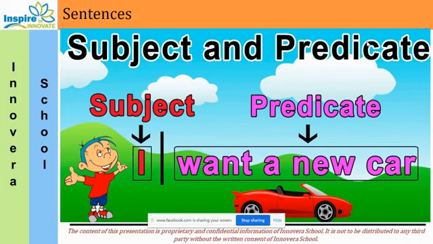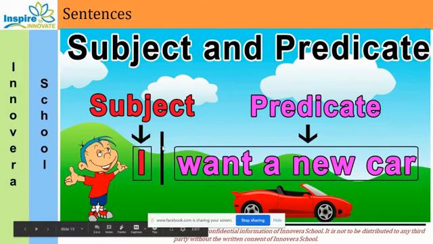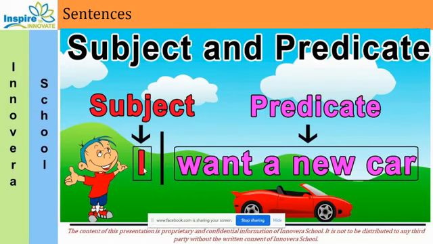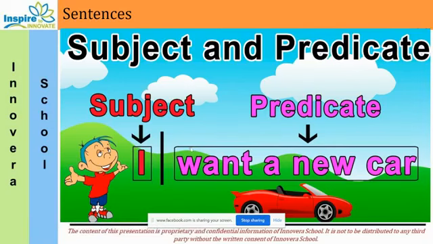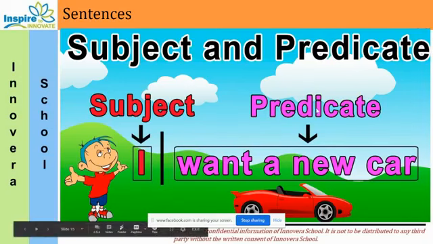Number one, first you need to understand what is subject and predicate. In each sentence, whichever sentence you pick up, you will find there is a subject and there is a predicate. Subject means the person who is the doer. Here you can see the example on this slide. I want a new car. Here I is the subject and want a new car is the predicate. In each and every sentence the doer is the subject.